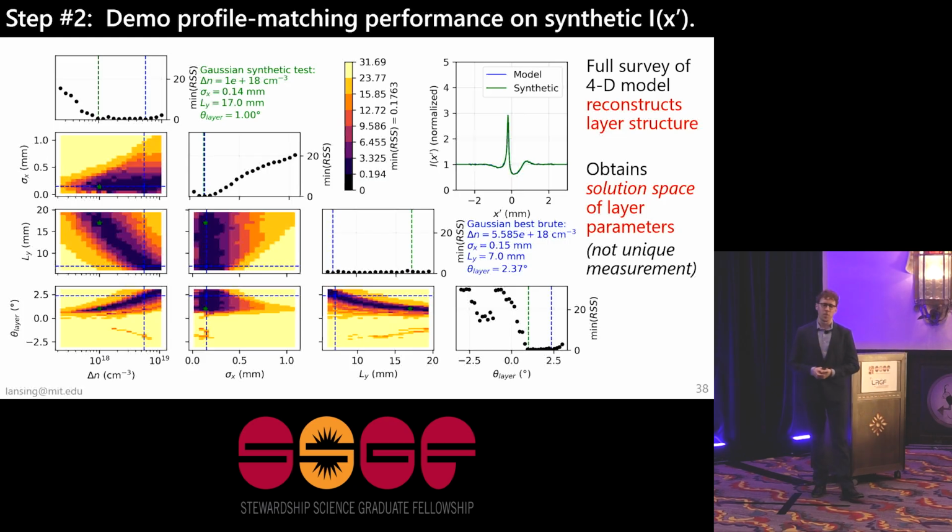But first, step 2, this is a very quick proof of confidence or just a sanity check, where I just want to demonstrate the idea behind profile matching. The idea here is if I have a perfect scenario where I'm feeding in a signal that I generated from the same model that I used to generate the library, can I get out what I put in? Can I reconstruct that density structure? And there's a lot going on this slide, but the main takeaway is that there is not necessarily a unique measurement from Shadowgraphy. I'm looking at a solution space of plausible layer parameters rather than a singular measurement.